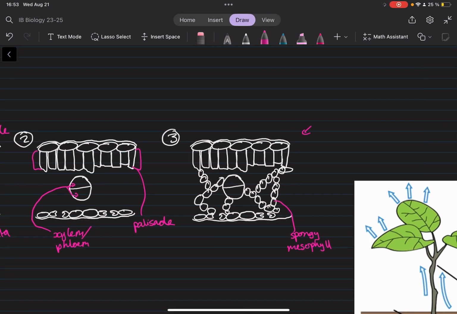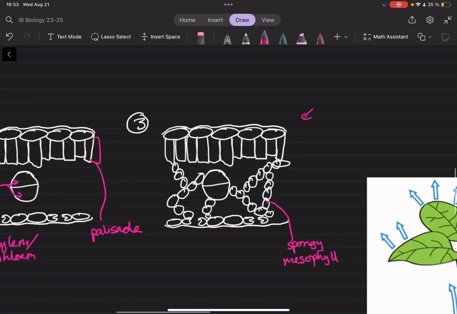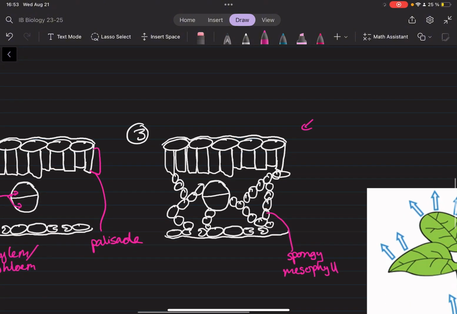Now, palisade cells are where most of photosynthesis happens within this leaf, and so it's important that gas exchange does happen within this leaf, and it does so through the stomata. So the stomata is just an opening, or a pore within the leaf. And so what happens is that carbon dioxide will diffuse into the cell until it reaches the palisade layer, and then it will undergo photosynthesis, and then oxygen will be released and will diffuse out of the cell also through the stomata.